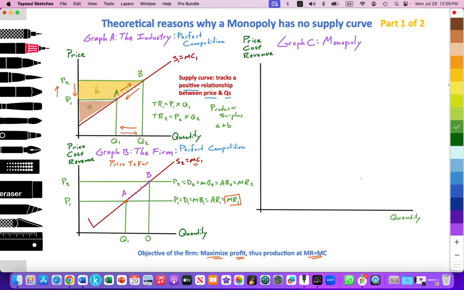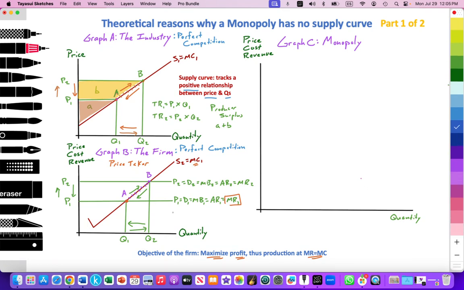So it holds within perfect competition that marginal cost is equal to supply in both the industry and for the firm, because we have that positive relationship between price and the quantity of supply. And vice versa, if price was to fall from P2 to P1, quantity supplied would decrease, and we'd have a movement along the supply curve from point B to point A. So yes, within the industry, within perfect competition, supply is equal to our marginal costs of production.